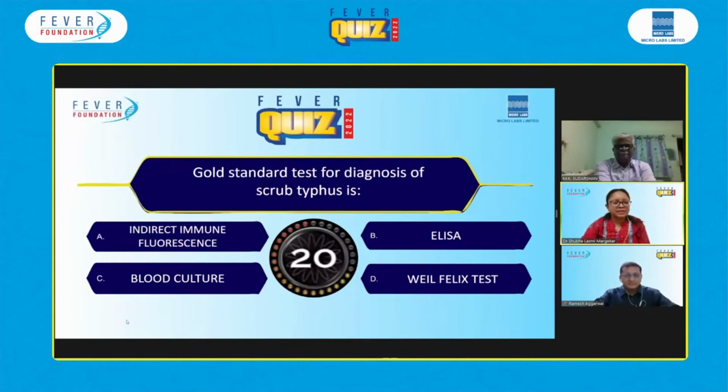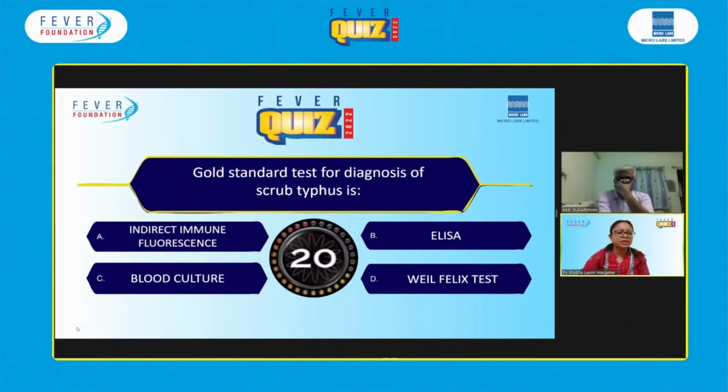Okay, so the gold standard test for diagnosis of scrub typhus is: indirect immunofluorescence, ELISA, blood culture, or Weil-Felix test. Your time starts now. So time is over, I think, already over.